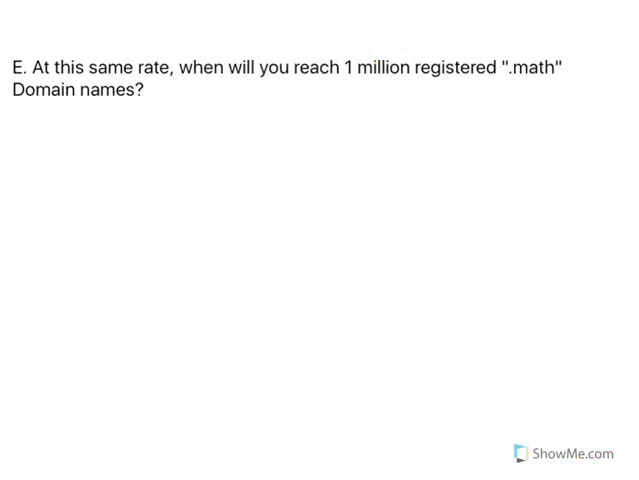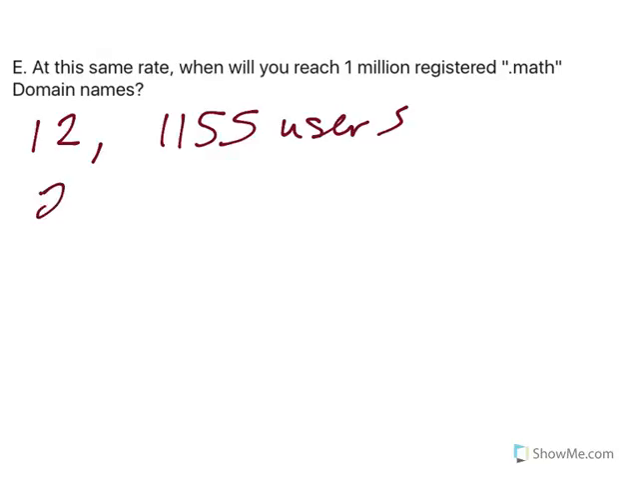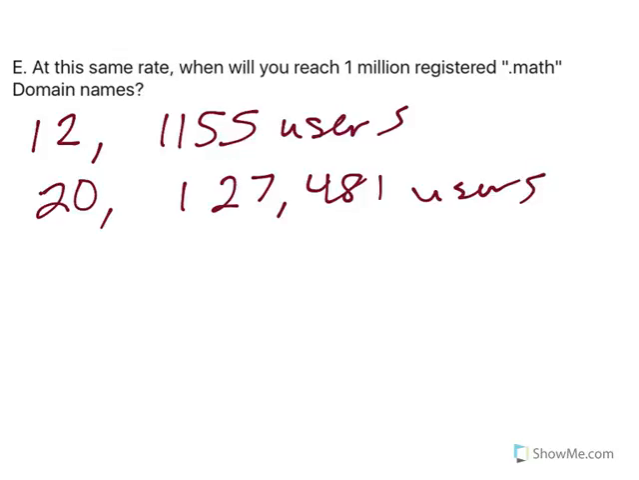Now, forget the money. When will I get 1 million users? Okay, so now we're just talking about just the straight formula. Remember, when I was at 12 months, I had 1,155 users. I didn't do the math. I should have written that down. Oh, I did, for 20. For 20, I had 127,481 users. Well, that's still not enough. I want 1,000,000, not 127,000.